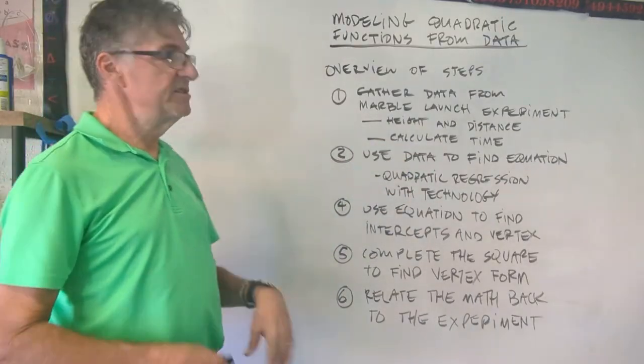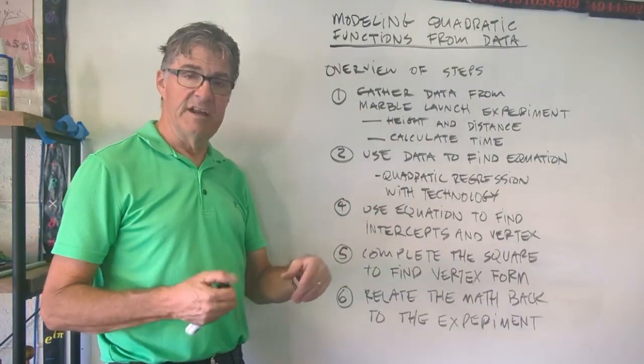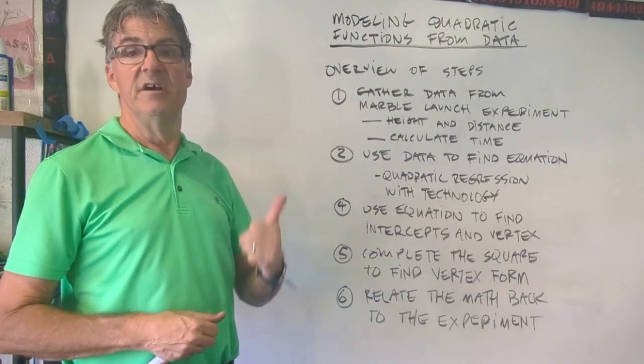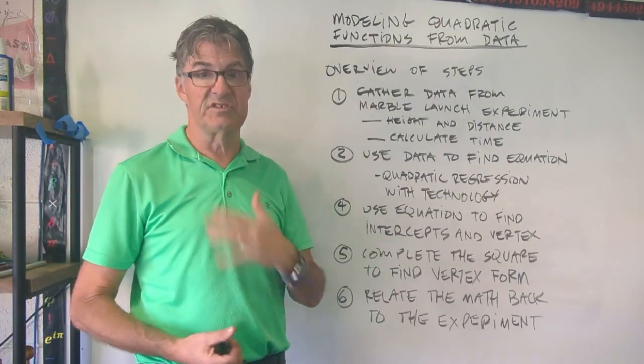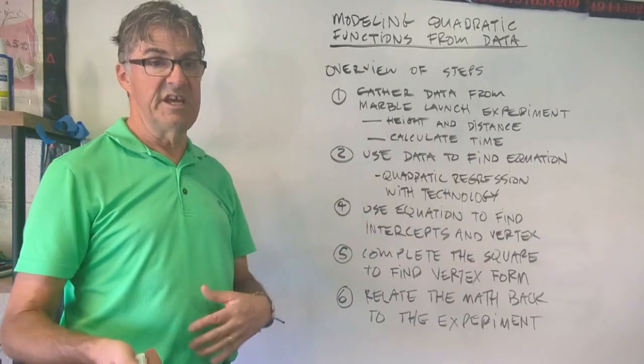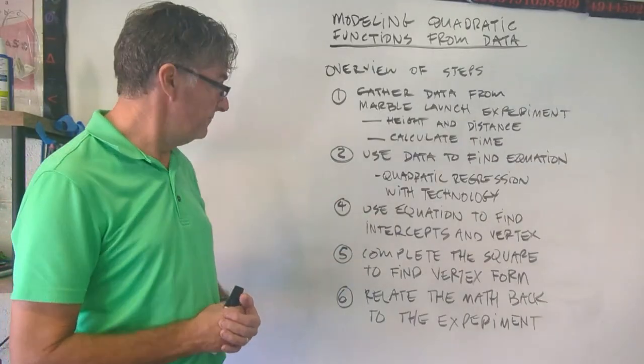Then we used the data to find the equation. We did a quadratic regression with technology. And in my class, we used the TI-Nspire, the TI-84, or we just used Desmos, which is my tool of choice. It's just not always available to you when you're taking a test. So using your graphing calculator is a very important skill to have.